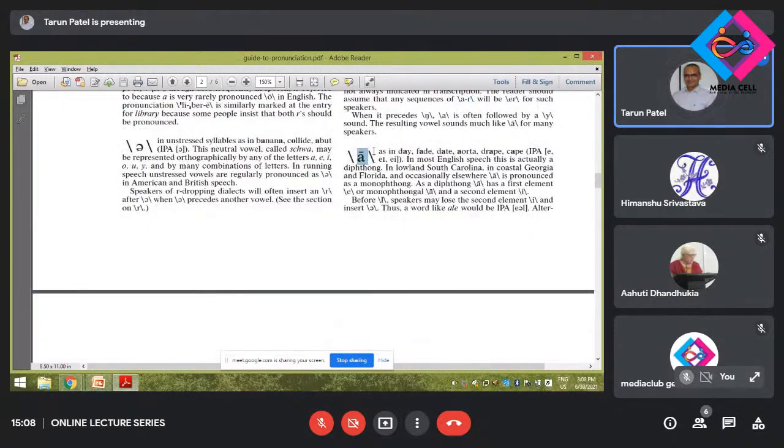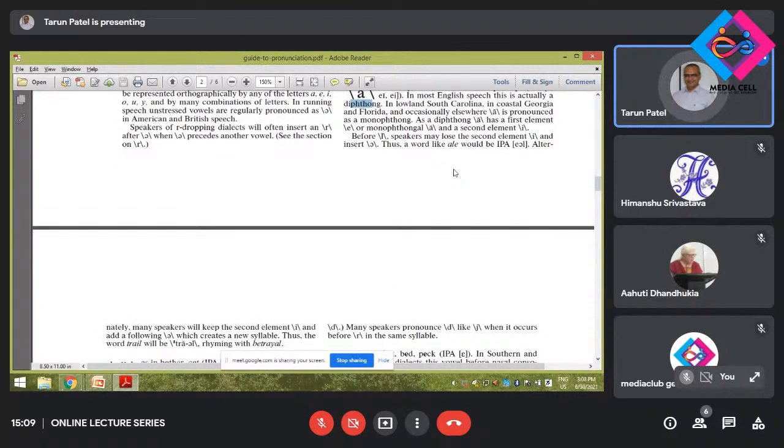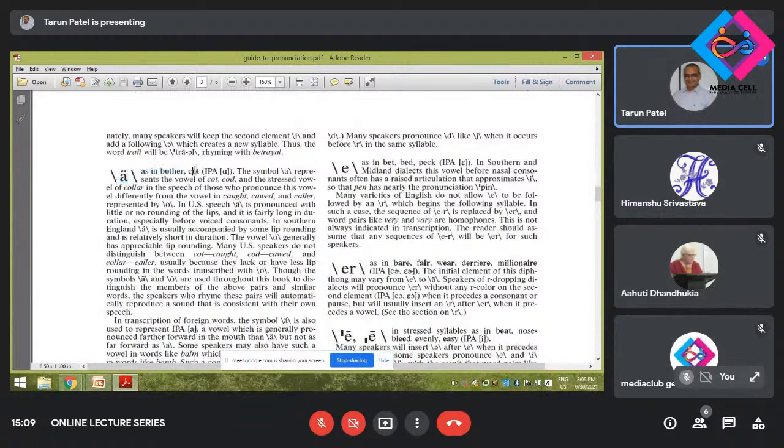Similarly, the vowel as in day, fade, date, rota, and drape, and cape, where we have the phonetic transcription stands like this, right? And in most English speech, this is actually a diphthong, right? When you say day, or when you say fair, or when you say make, we are using a combination of a and e. And so this is a diphthong.